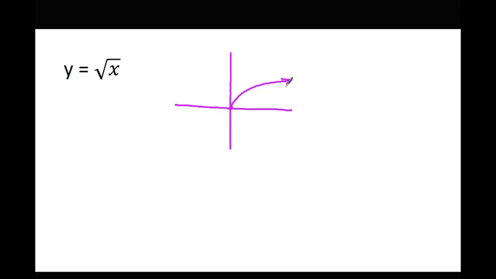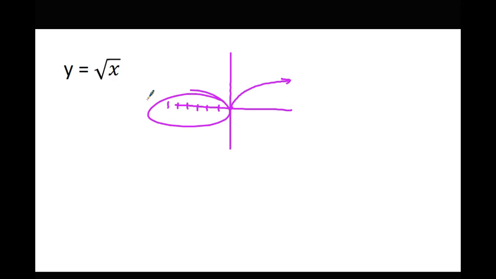It looked like that, right? Over here, what kind of x's are these? Do you notice the graph doesn't exist on this side? Okay, so we're going to be talking about domain and range.